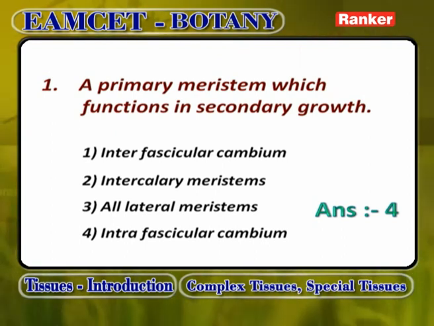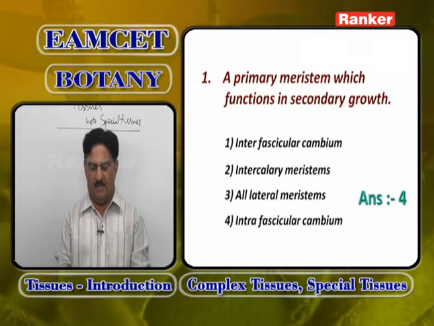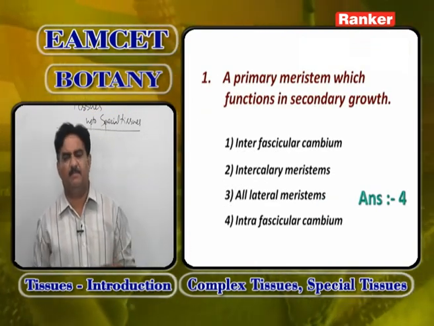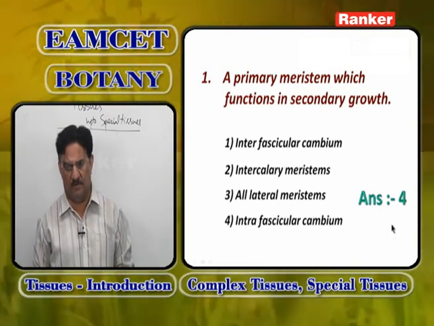Now coming to intrafascicular cambium. Every dicot stem shows open vascular bundle. Open means cambium is present in between xylem and phloem. That cambium is a primary meristem which is popularly called intrafascicular cambium or fascicular cambium, and this intrafascicular cambium is a primary meristem which helps in secondary growth. So answer is 4.